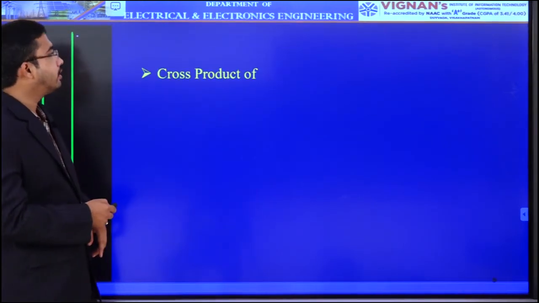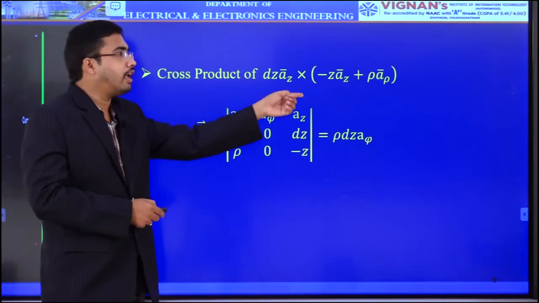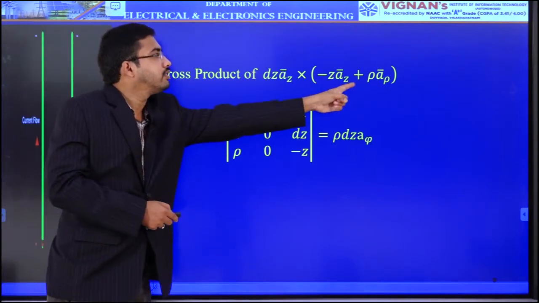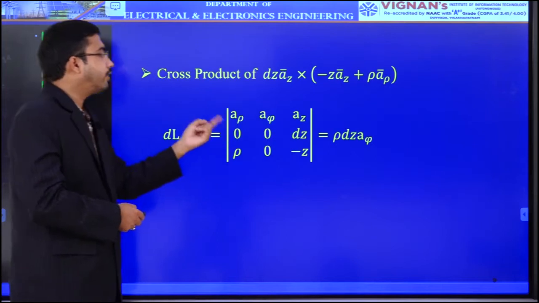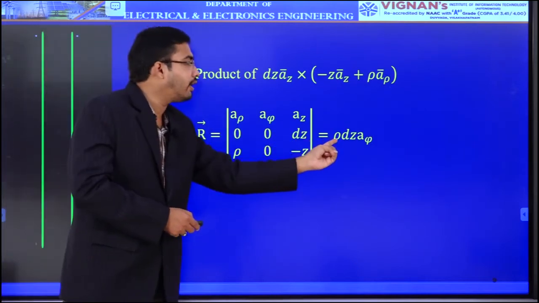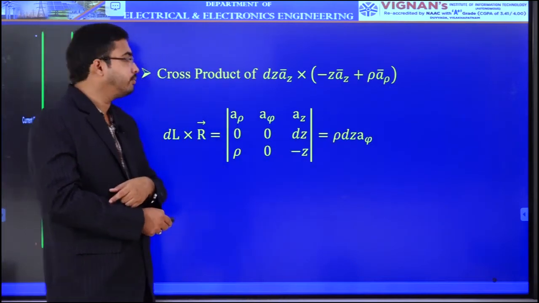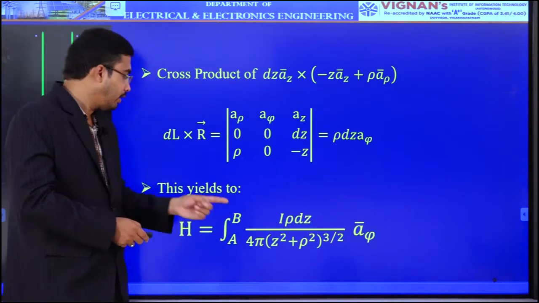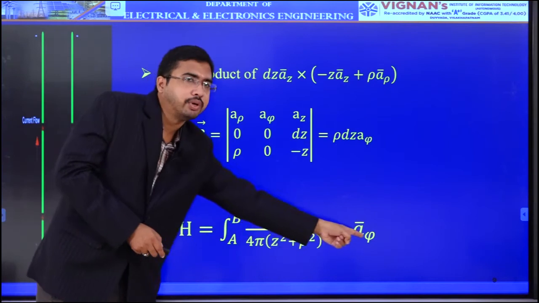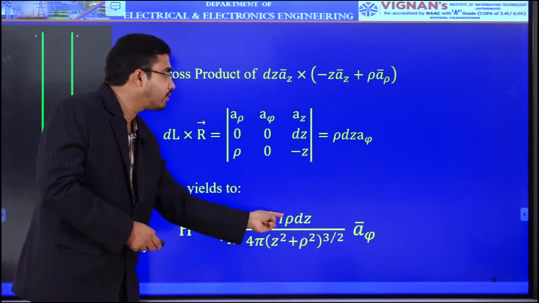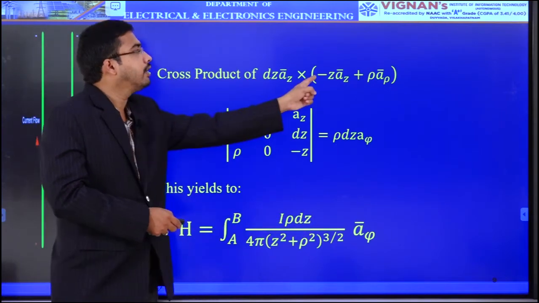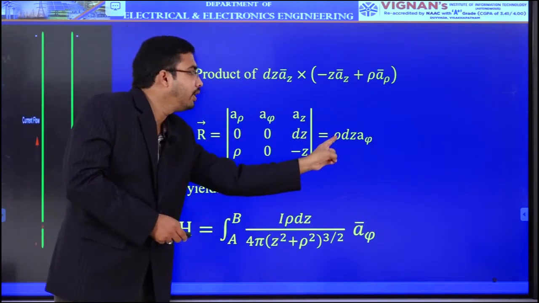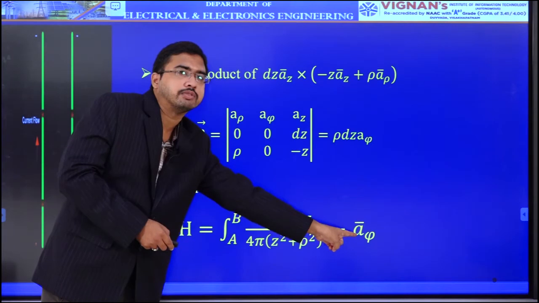Next, after further simplification, we are finding the cross product of dz az and this vector. After finding the cross product, we get the value rho dz a phi. I am substituting that in the Biot-Savart's law formula, because in place of dz az cross minus z az plus rho a rho, this cross product value is simply rho dz a phi.